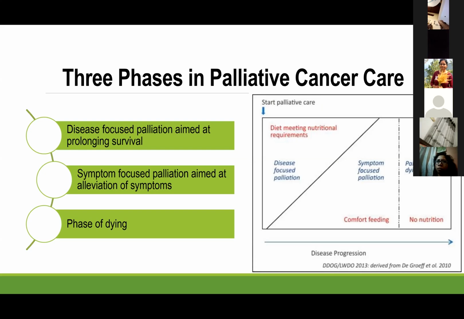So you can see in this picture, in the first category, they need a diet meeting all the nutrition requirements that I have mentioned, whether through the oral or enteral route. Then in the third category, symptom-focused palliation, we do only comfort feeding. And then in the phase of dying, there is no nutrition, you just give what is needed to maintain hydration. So that is how it is during the palliative phase.